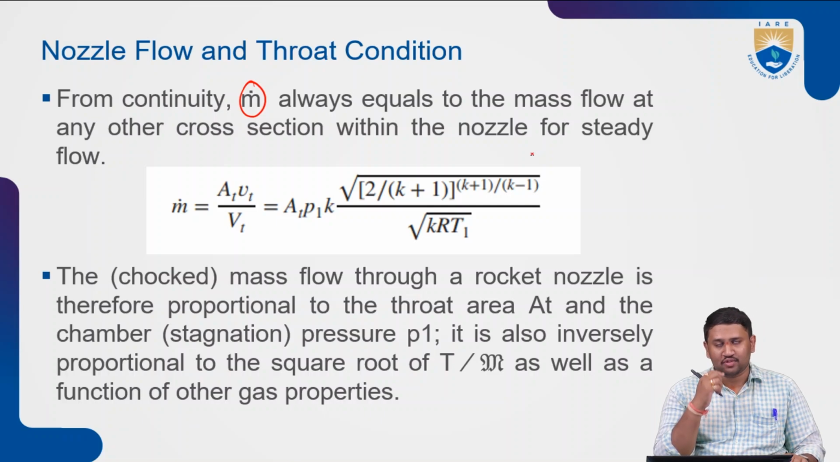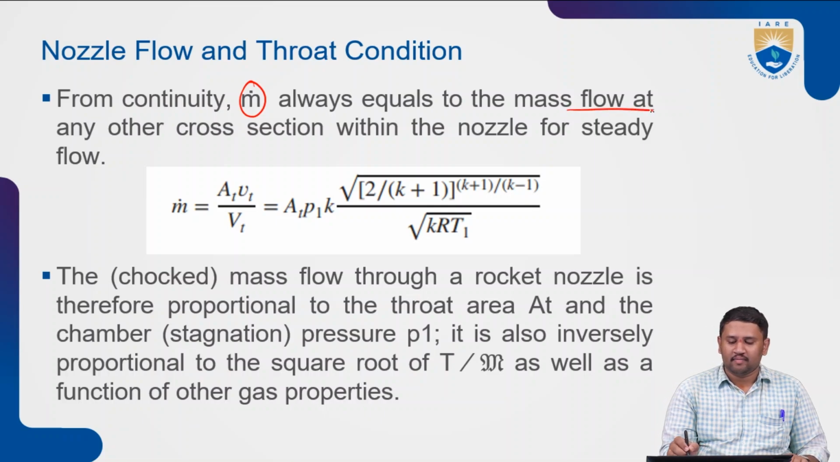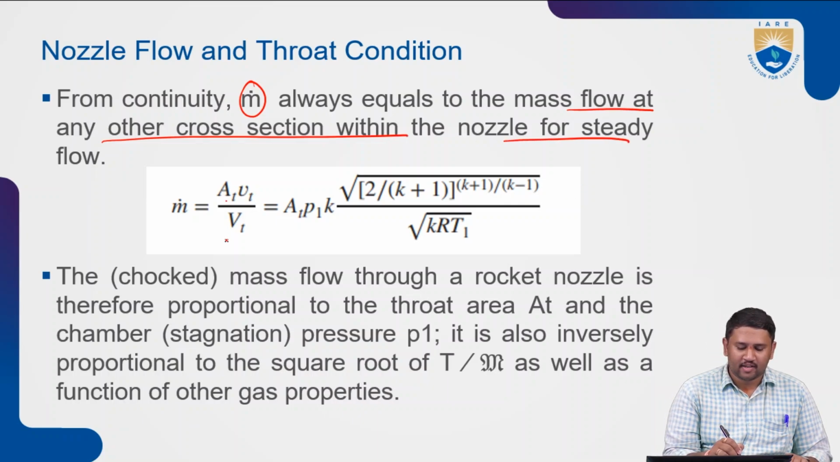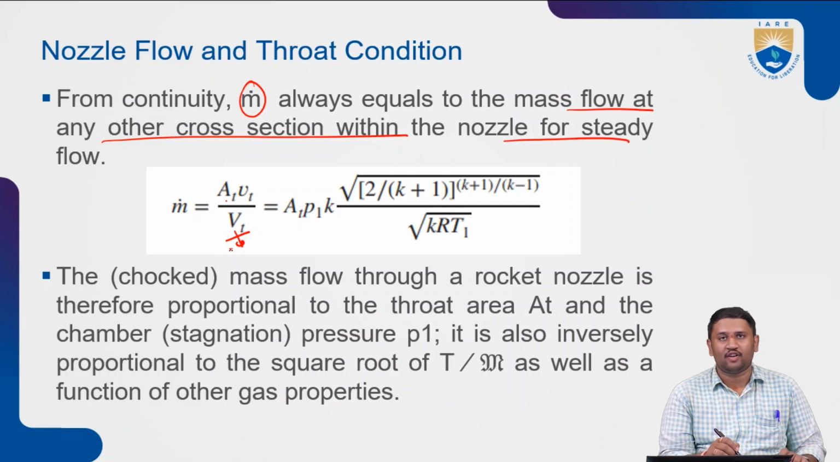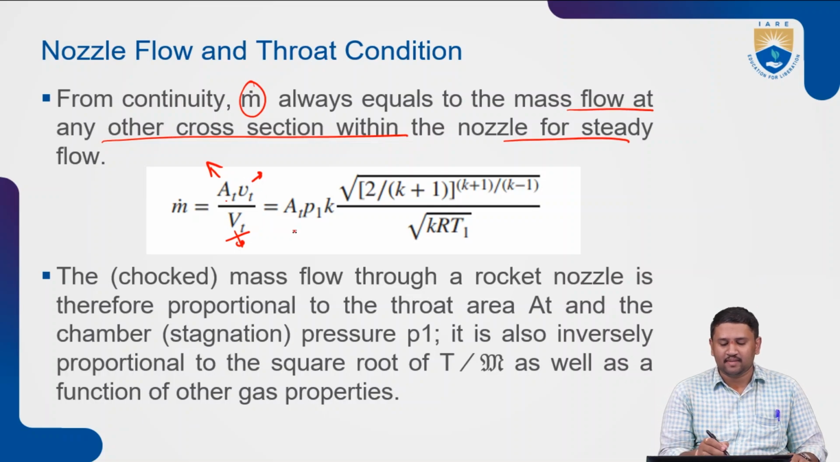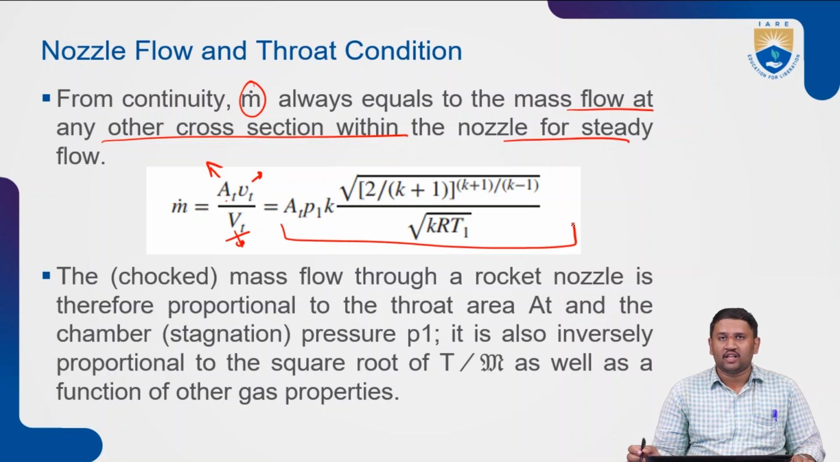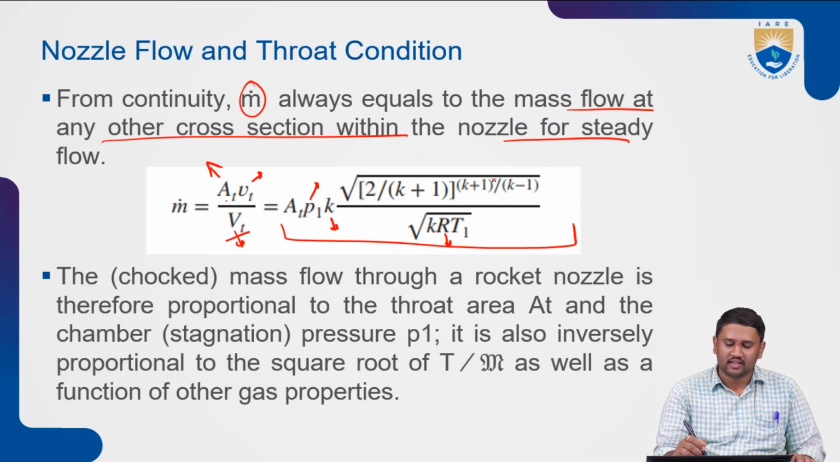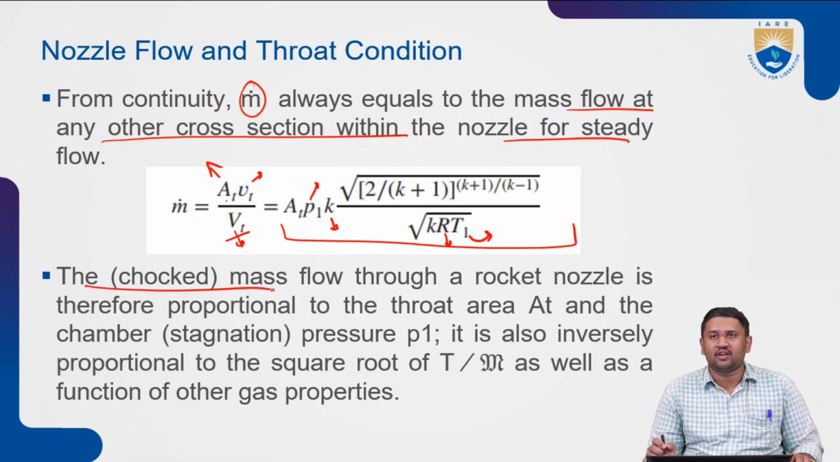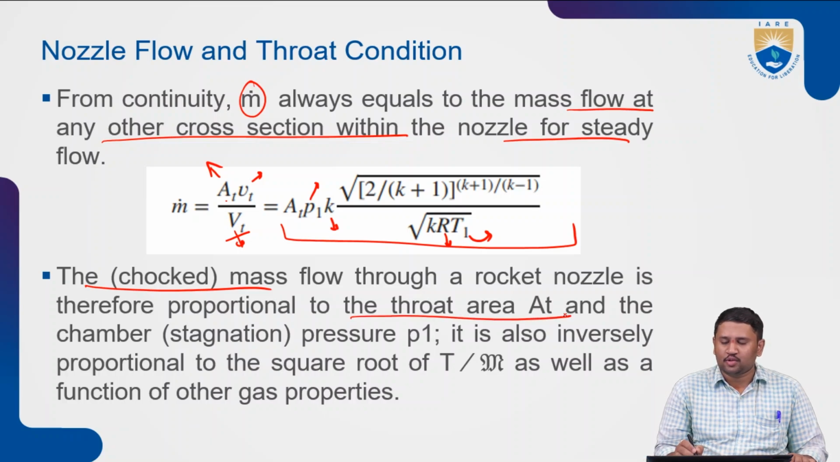the amount of mass that is going through a particular section, or any other cross section within the nozzle, for steady flow, which can be derived as AV divided by v, where v is the specific volume at the throat, A is the cross section area, and V is the velocity at the throat, which defines my mass flow rate. Now, this can be rewritten in terms of this. Now, what are these? It is basically pressure ratios, initial pressure, gas constant, and temperature, right?